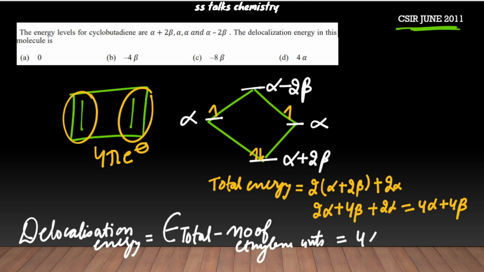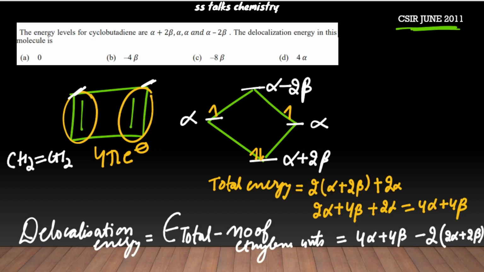So this will come out to be 4 alpha plus 4 beta minus, now here the ethylene units, that is the ethene molecule, CH2 double bond CH2. You can see one pair we are having and one is this pair, so it is 2 times, and the energy for one ethylene unit is 2 alpha plus 2 beta. This value is coming.